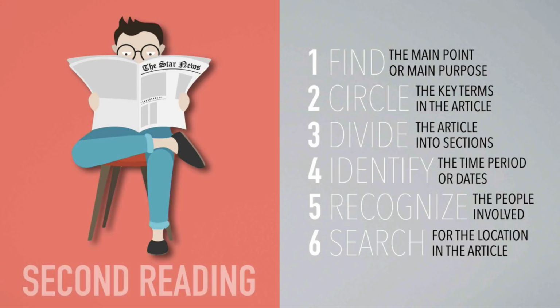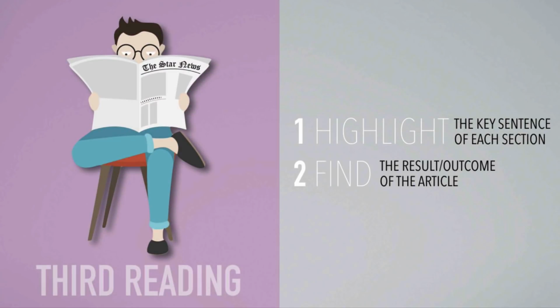Okay? Let's keep going. And the third reading. 2 things to remember. Now, for the second reading, you did a lot of extensive highlighting and organizing. For the third reading, you want to get more focused. Number 1, you want to highlight the key sentence of each section.